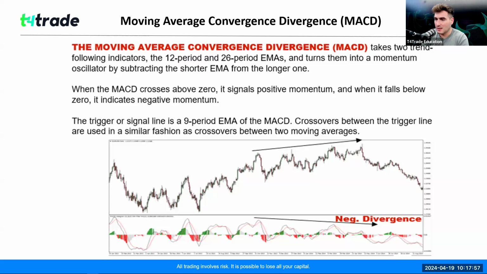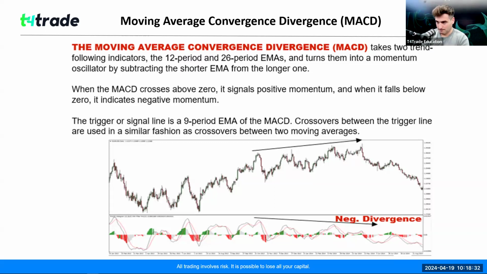So the MACD, when it crosses above zero, what we call the baseline, signals positive momentum, and this is what I just mentioned before. And when it falls below the zero line, it indicates negative momentum. All these, again, are relative, and we need to pay attention to this. So where the moving average convergence divergence line and the signal line are, either above or below the zero line, has different implications.